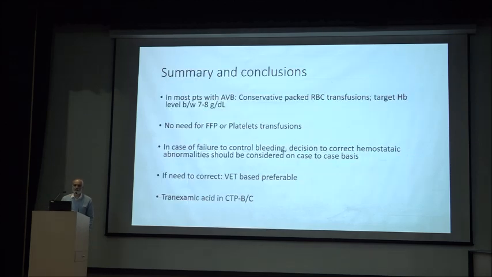To summarize, in most patients with acute variceal bleed, conservative packed RBC transfusions, target hemoglobin between 7 to 8. No need for FFP or platelet transfusion. In case of failure to control bleeding, the decision to correct abnormality should be considered on a case-to-case basis. And if we decide to correct coagulation, then viscoelastic test based correction is preferable, and tranexamic acid in CTP B and C should be used.